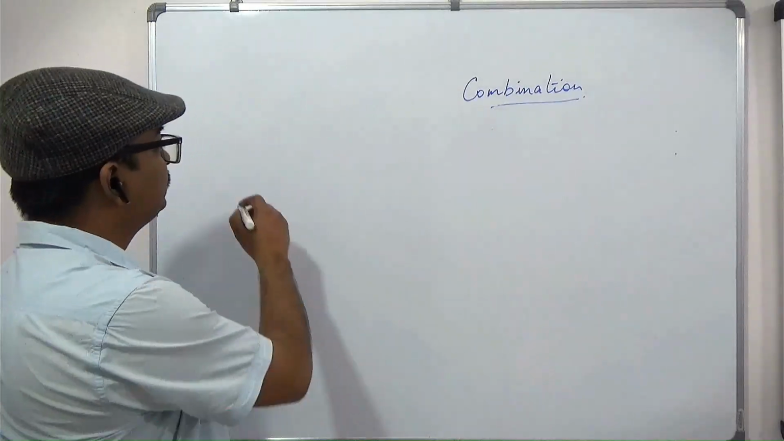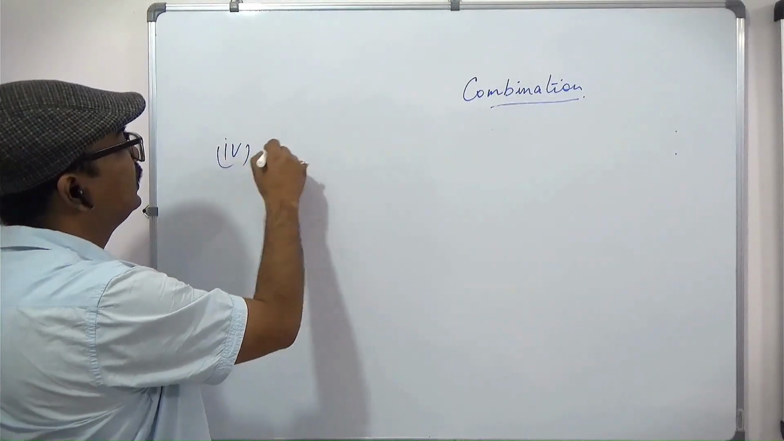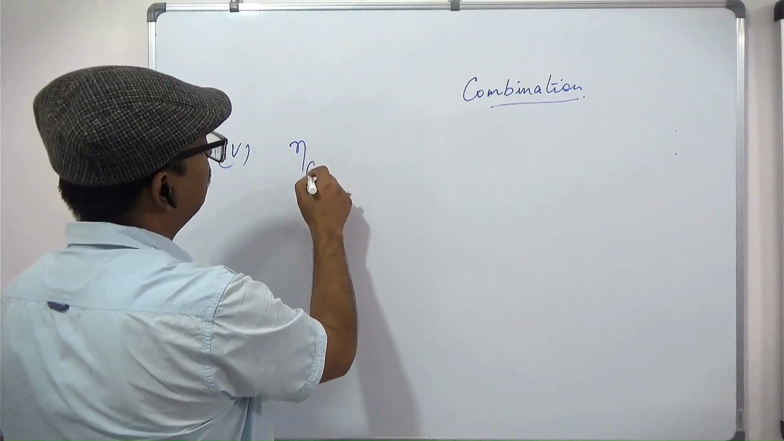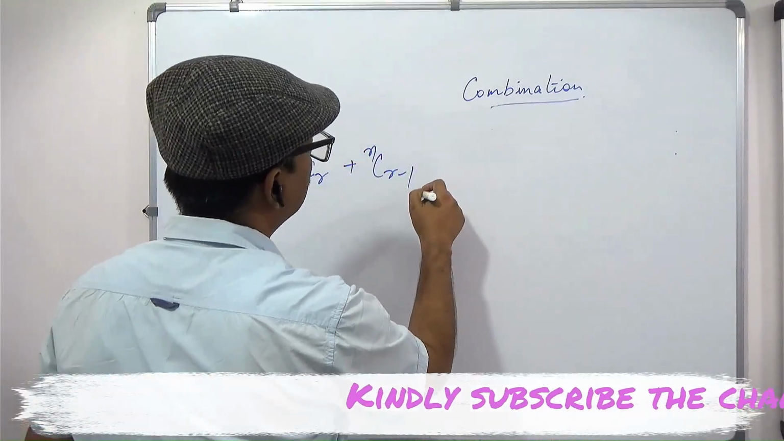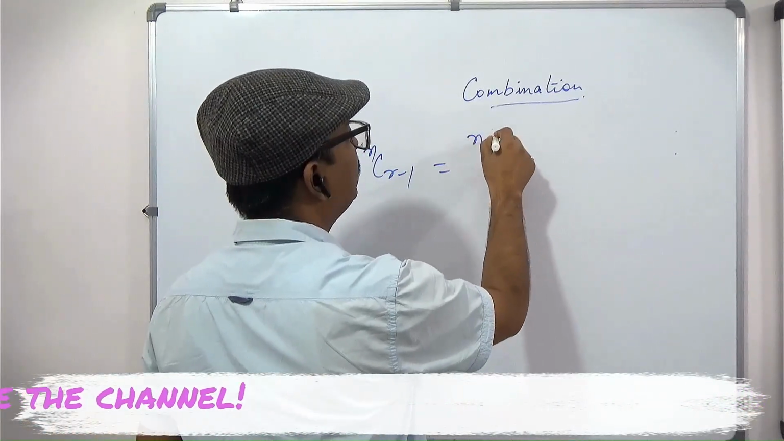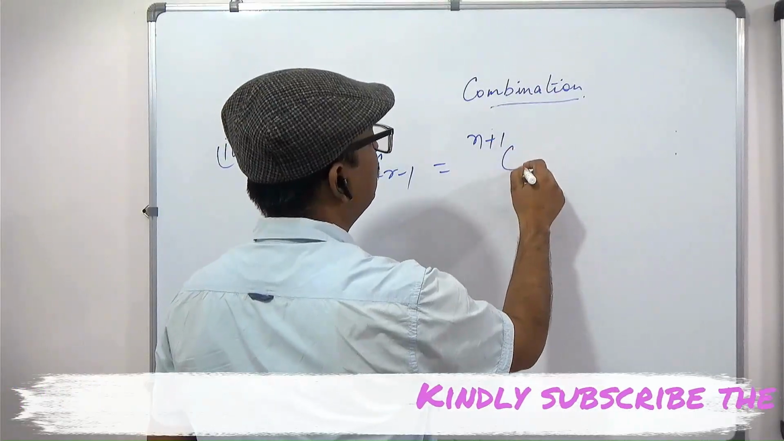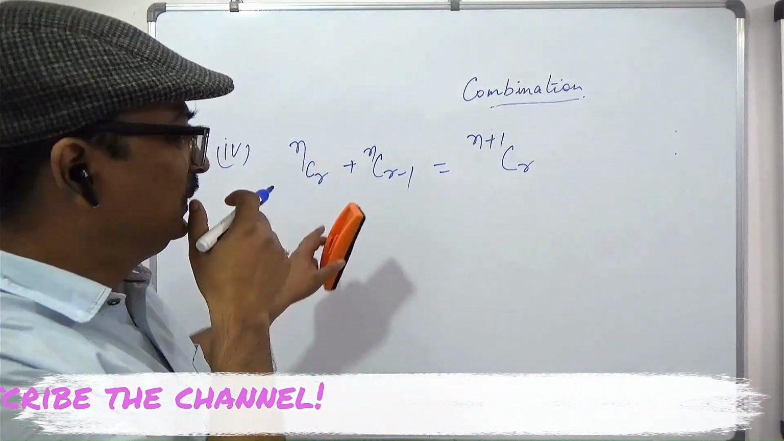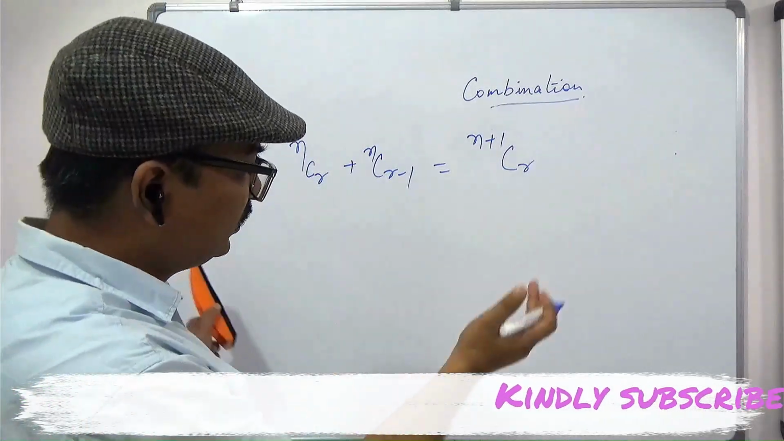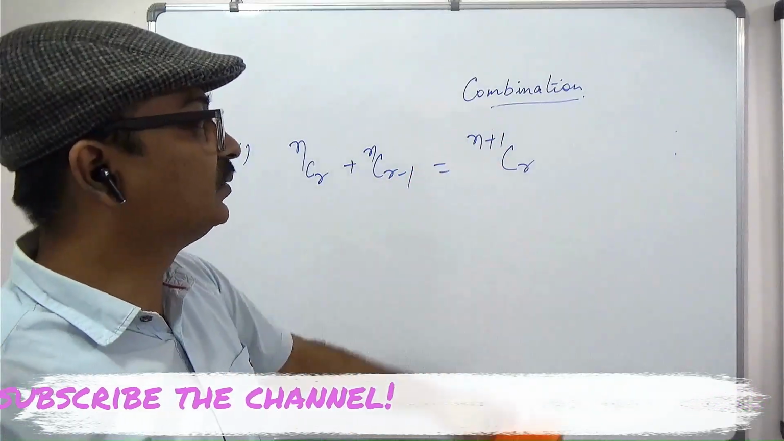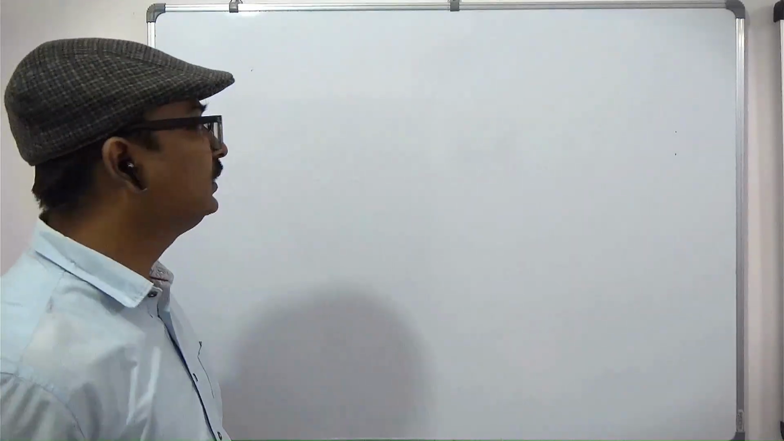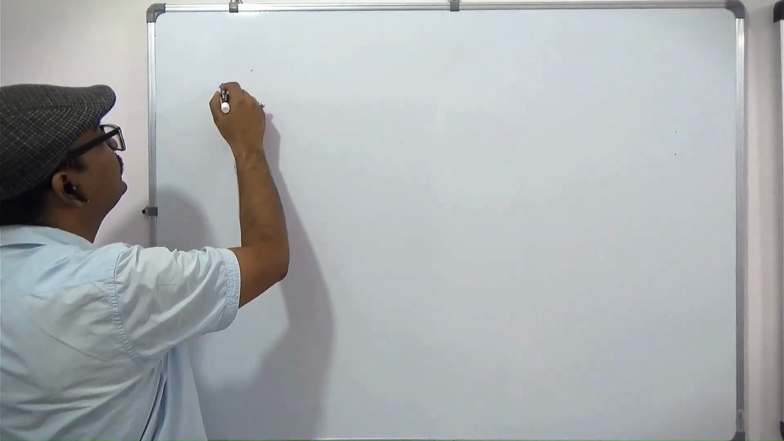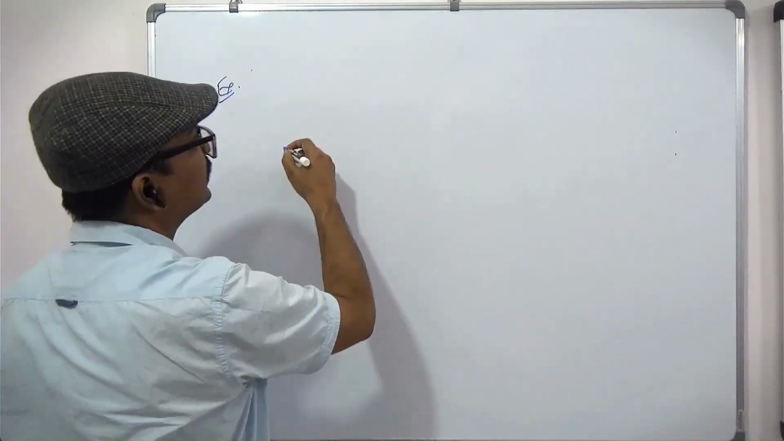We have another theorem, the fourth one, that nCr plus nC(r minus 1) will be equal to (n plus 1)Cr. You can take factorial n and do the maths, and you will get this value. So keep it in mind, we'll use it somewhere. We'll see an example on combination.